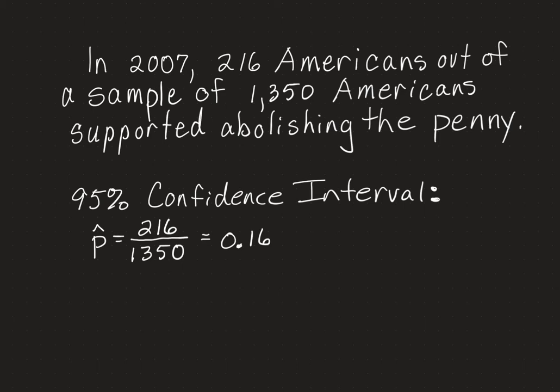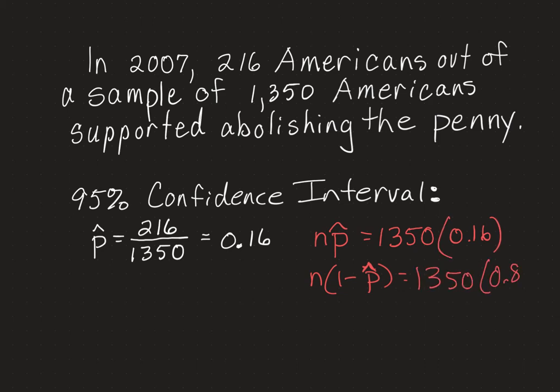Before we go on, we should perform the tests that tell us whether or not we have enough individuals in the sample for this proportion to make the calculations we're about to do valid. In other words, let's perform these two tests to see if the values they produce are greater than or equal to 10. So 1,350 times 0.16 and 1,350 times 0.84.